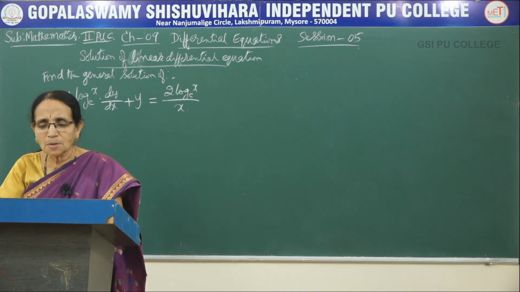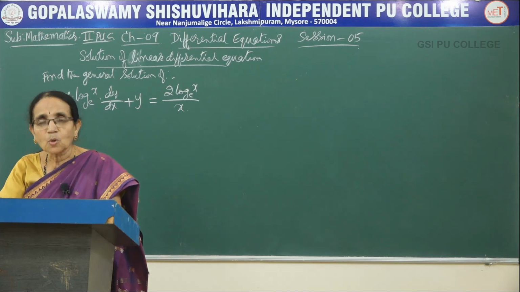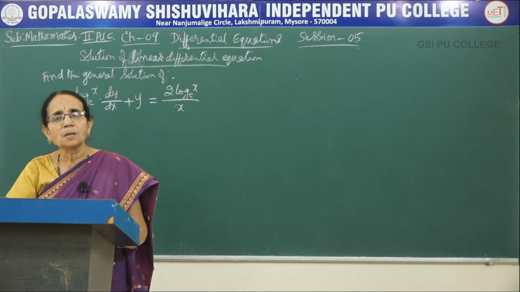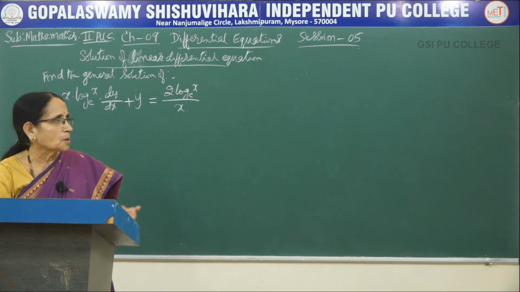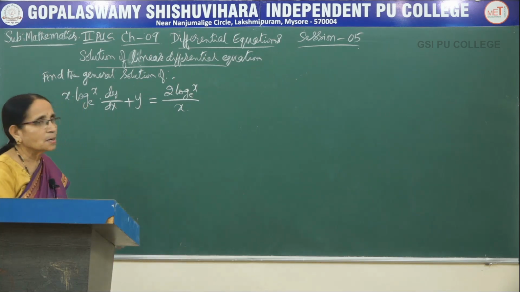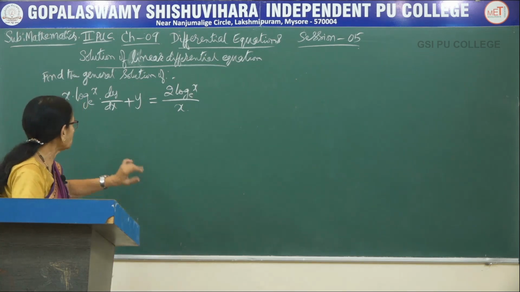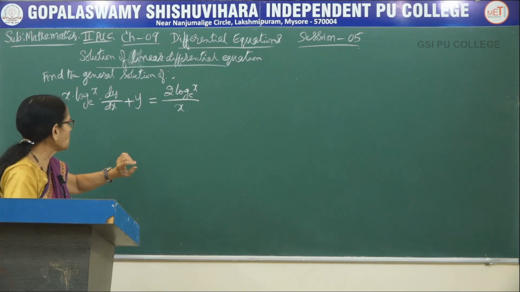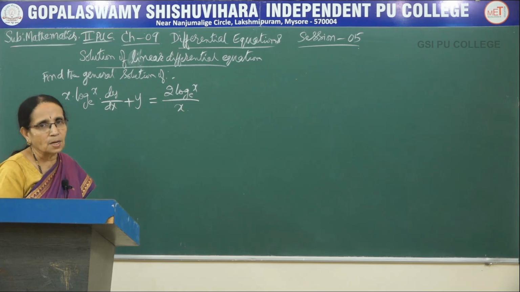We have done some problems. In this session also, I am going to work out the same type of problem. First I calculate the general solution, then I move on to the particular solution. Now, at present I am calculating the general solution, that is x into log x into dy by dx plus y is equal to 2 log x divided by x.